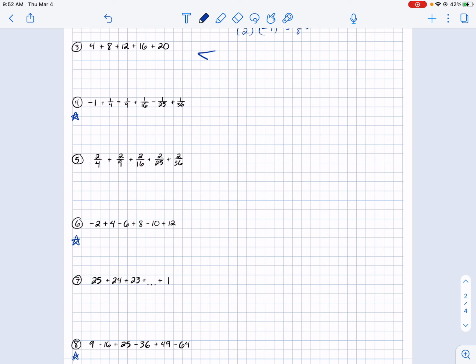Okay, number 3, starting at a lower limit of 1. There were 5 terms here. Hopefully you just had a rule of 4n plus 4.